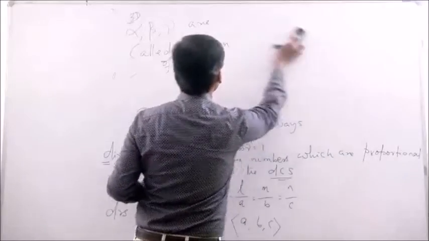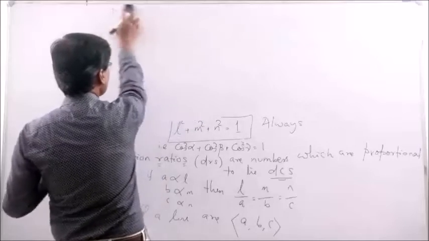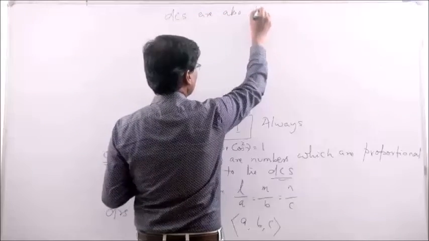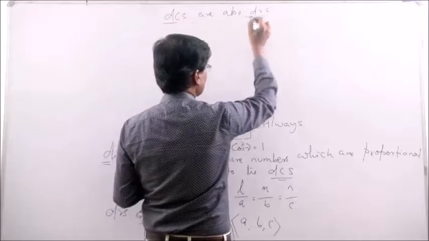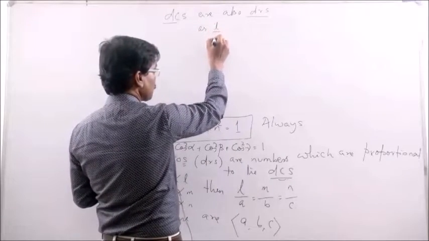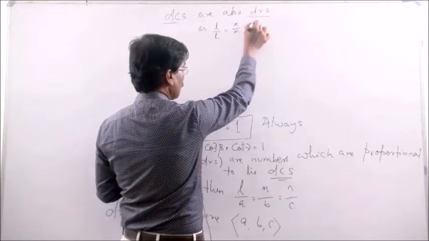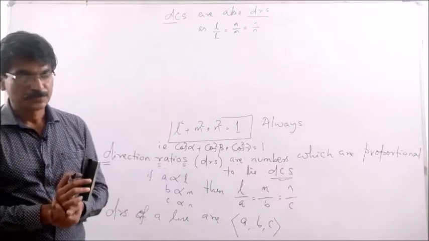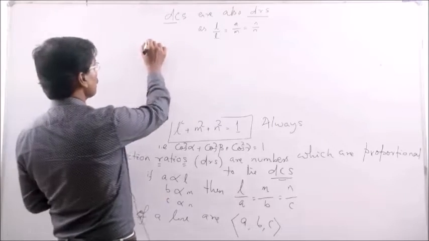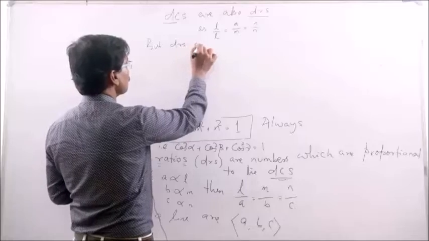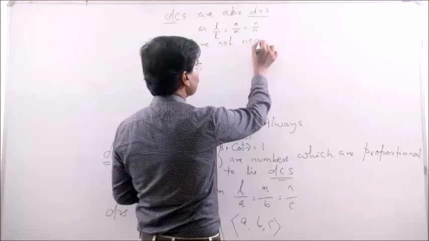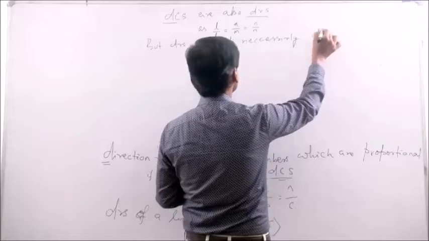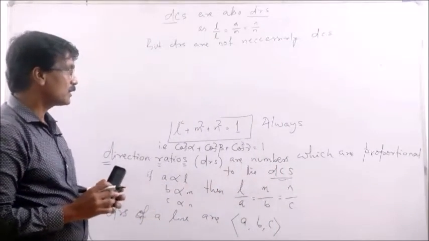So, direction cosines are also direction ratios, as L is proportional to L, M is proportional to M, N is proportional to N. So, direction cosines are direction ratios, but the reverse is not true: direction ratios are not necessarily direction cosines.